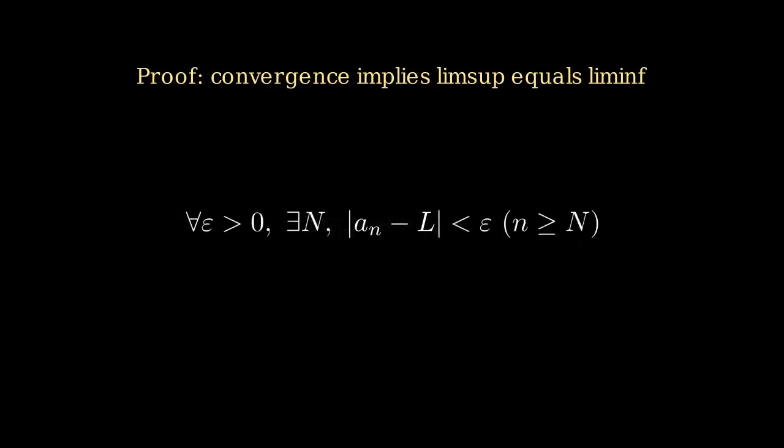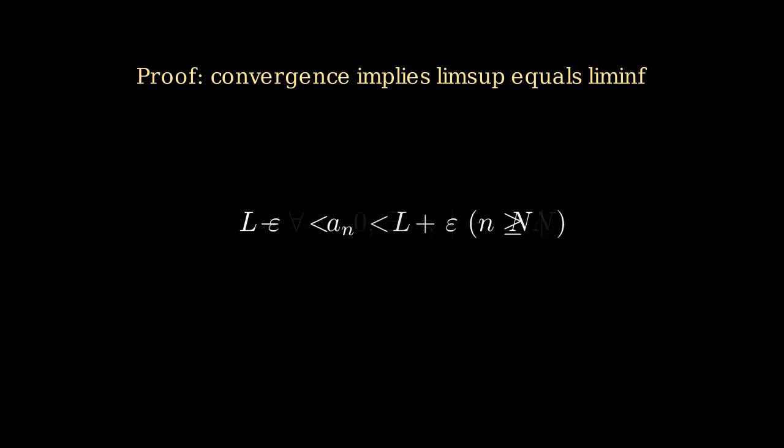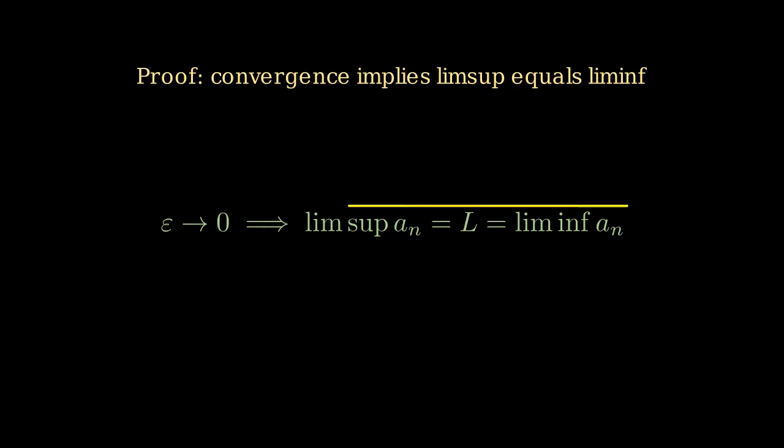Suppose the sequence converges to some number, call it L. Then for any small positive gap, all terms eventually sit within that gap of L, so both the tail supremum and the tail infimum must squeeze down onto L as well. This forces the limit superior and the limit inferior to both equal L, so they are equal to each other.